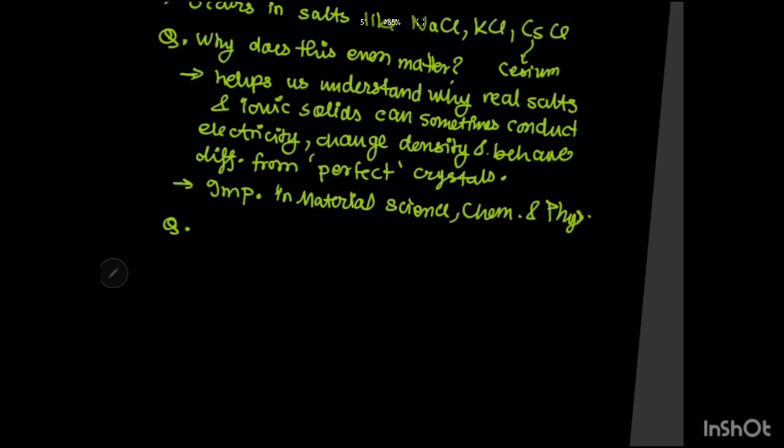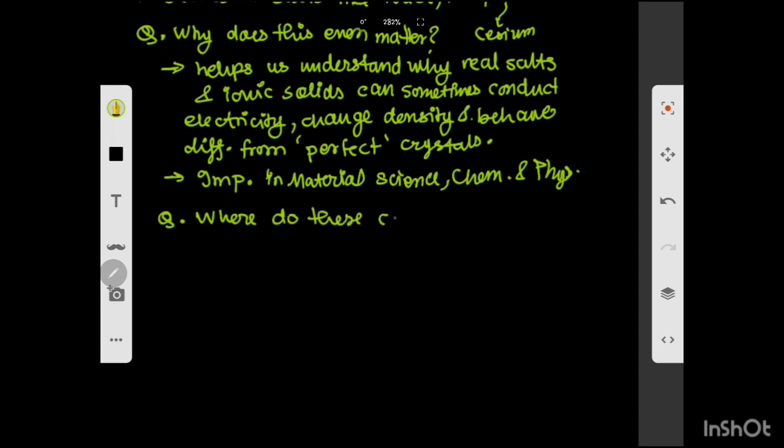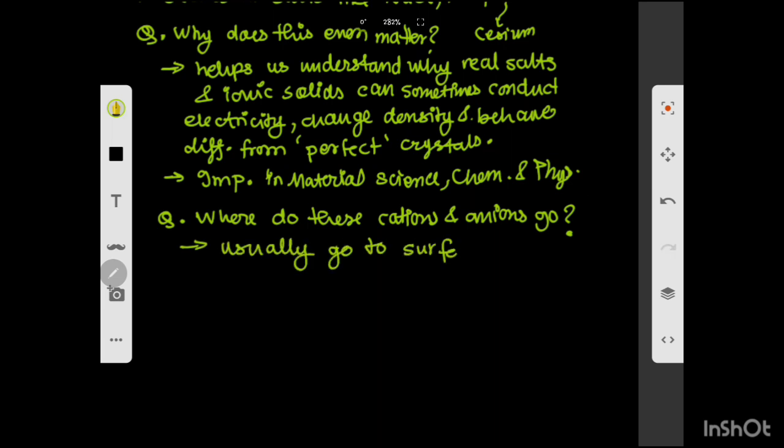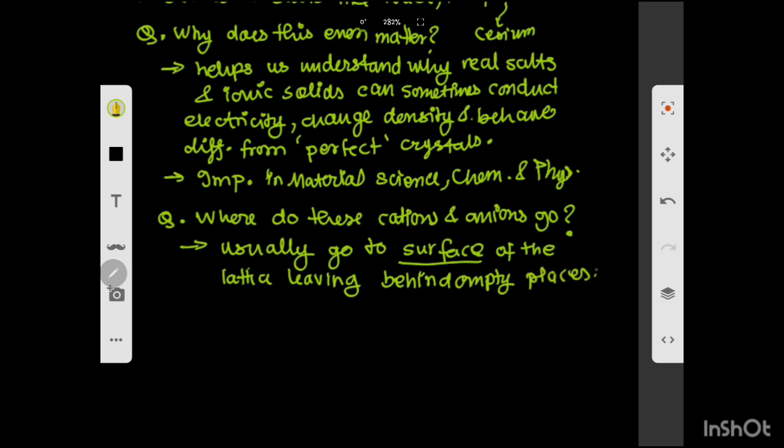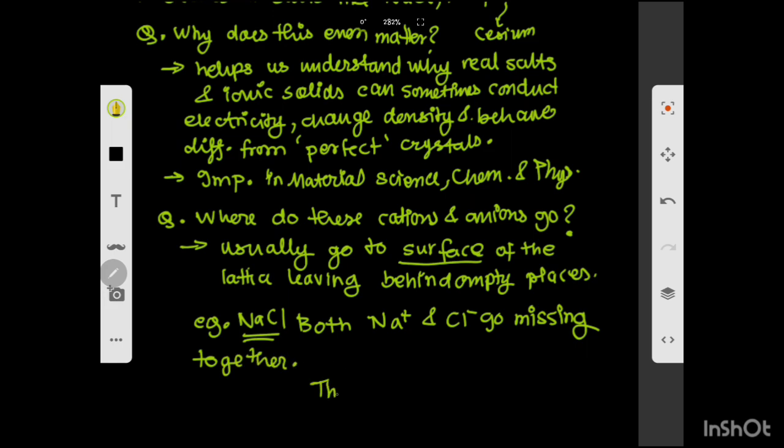Another question you might ask is, where do the missing cations and anions go? So these cations and anions usually go to the surface of the lattice. And they leave behind vacant spaces, and since they're equal in number, the compound is electrically neutral, but the density decreases. So, for example, in NaCl, both Na plus and Cl minus go missing. Na plus is a cation, Cl minus is an anion.